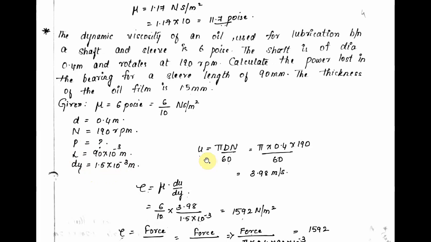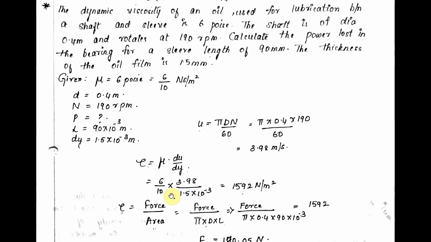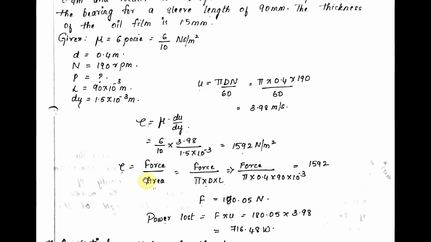We know that u is equal to pi D N upon 60. So pi into diameter 0.4, number of rotations 190 divided by 60 seconds, that is 3.98 meters per second. And we also know tau is equal to mu into du by dy, that is 6 divided by 10 into 3.98 divided by 1.5 into 10 raised to minus 3, that is equal to 1.592 Newton per square meter.